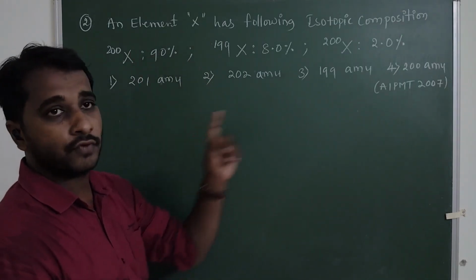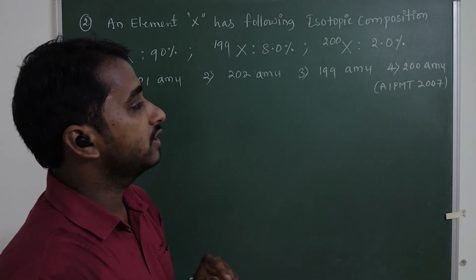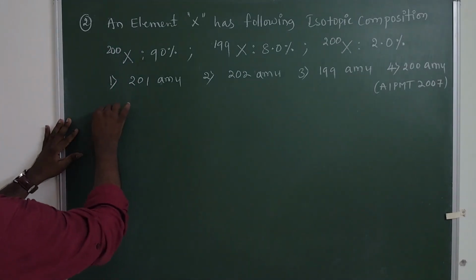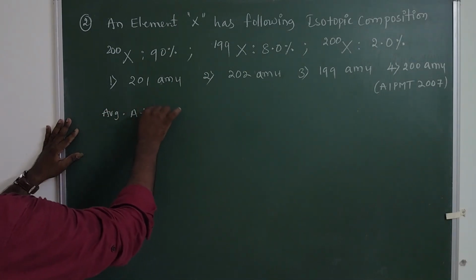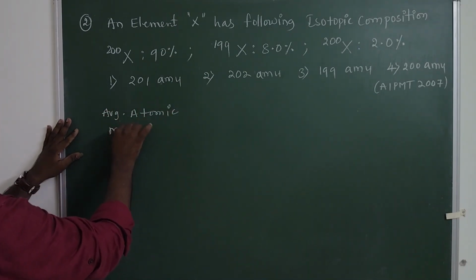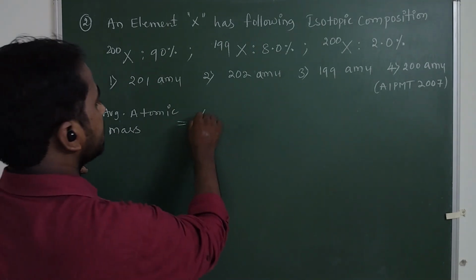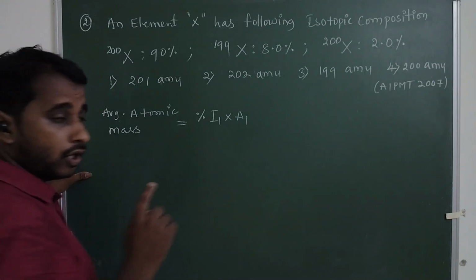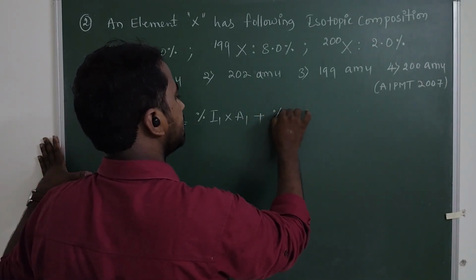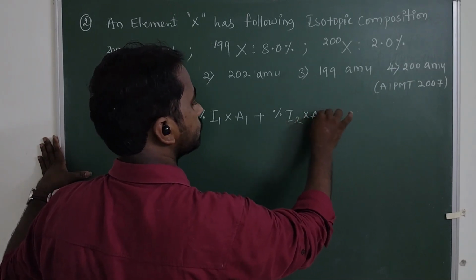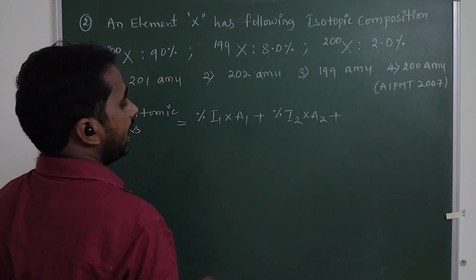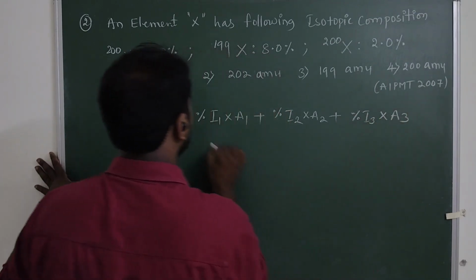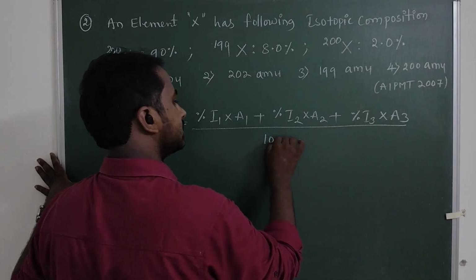The element has the following isotopic composition. That's given. So what we need to find out is the average atomic mass. So average atomic mass is equal to percentage abundance of isotope 1 into its molecular weight, plus percentage of isotope 2 into its molecular mass, and percentage of isotope 3 into its molecular mass, by total percentage, which is 100.